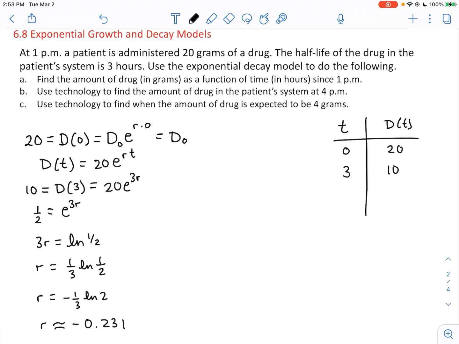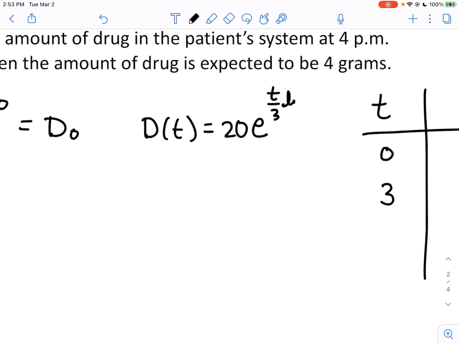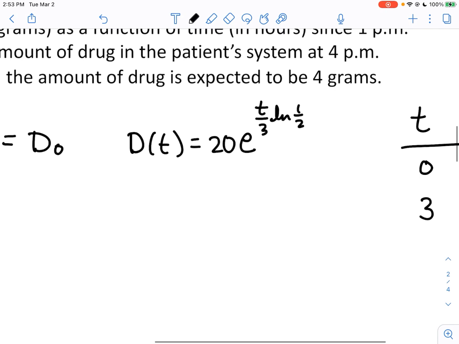So our model is d of t is equal to 20 times e to the rt. And I'm going to use this r. I'm going to multiply that by t, which means be careful you don't multiply the 1/2 by t. You've got to multiply the 1/3 by t. So this is raised to the t-thirds natural log of 1/2. And we're going to do something similar about how to simplify this. I'm going to use the property of logarithms that allows me to move that up as a power on that 1/2.